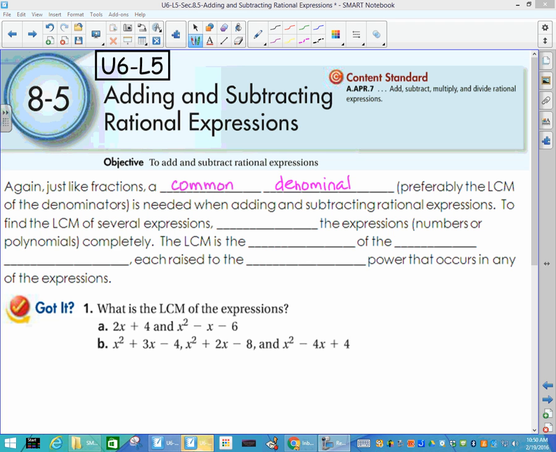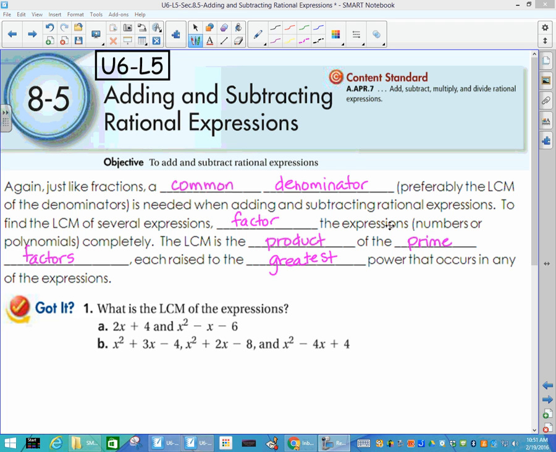Now, as I put in parentheses, remember that common denominator is preferably the LCM or least common multiple of our denominators. So you might also have heard it called LCD, least common denominator. Okay. Now, to find the LCM of several expressions, you need to factor those expressions, and then the LCM will be the product of the prime factors, each raised to the greatest power.